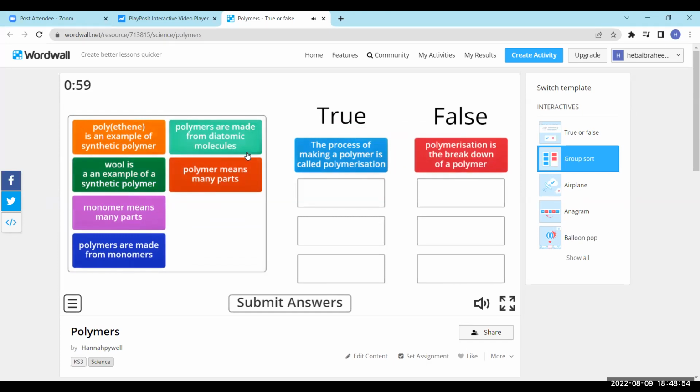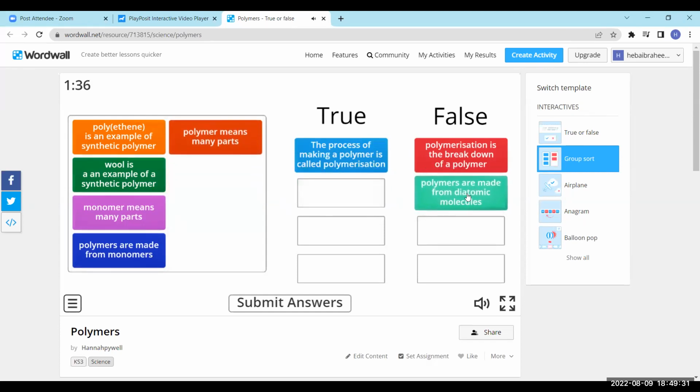Polymers are made of diatomic molecules. Wrong. What's meant by diatomic? Atomic means atoms. What's meant by di? Two. Excellent. Does a polymer consist of only two atoms? No. Or a large number of atoms? A large number of atoms. So this sentence is false. Okay. The other one?